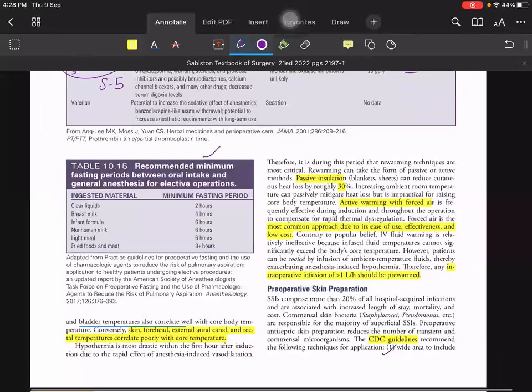And again, the recommended minimum fasting period is very important. So what is clear fluid? 2 hours, breast milk 4, infant formula 6, non-human milk 6, light meal 6, and fried food or meat 8. So remember it like that. Anyway, you have to remember: 2, 4, 6, 8.